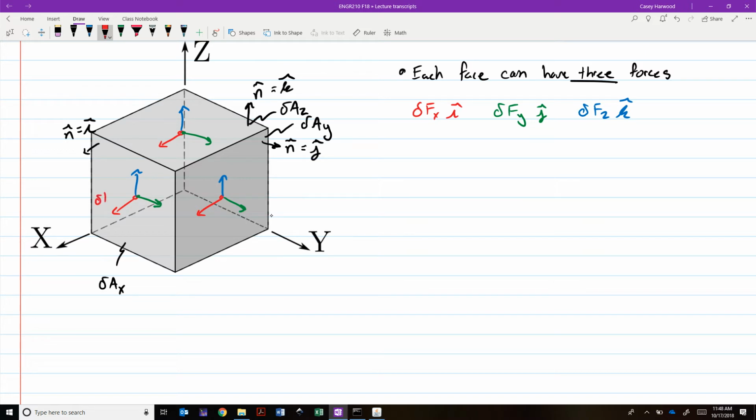So we've got our delta Fx, our delta Fy, and our delta Fz. To avoid clutter, I won't draw them onto the back faces, but assume that they apply over there as well.